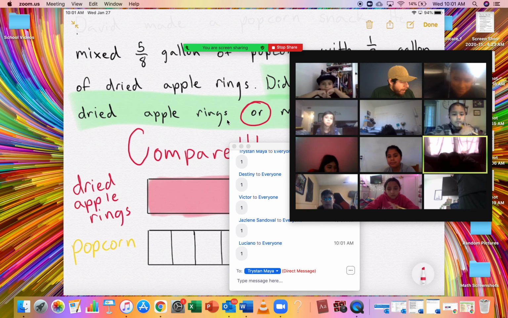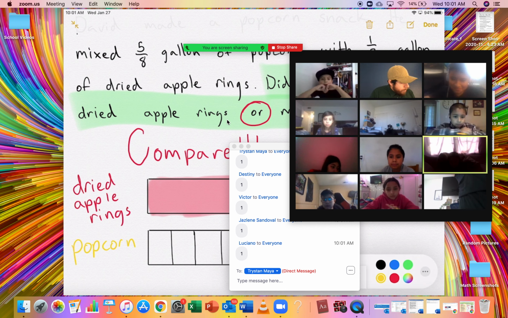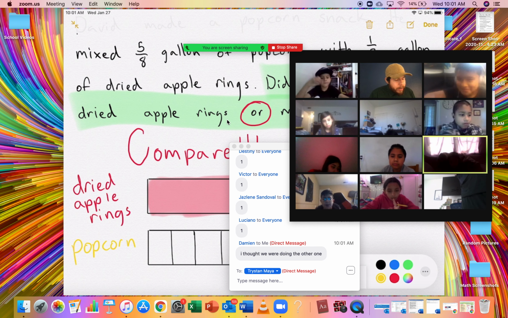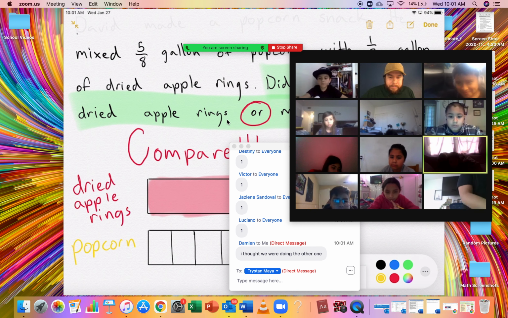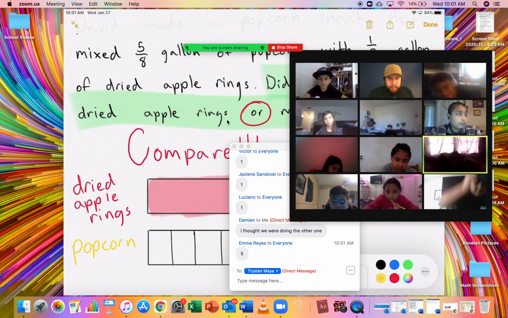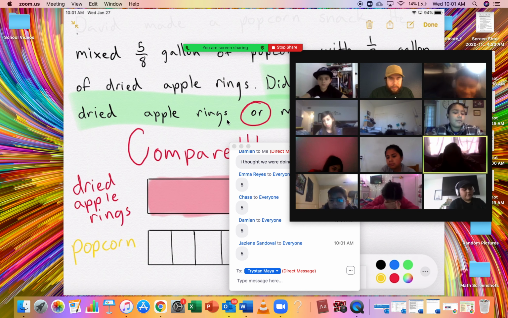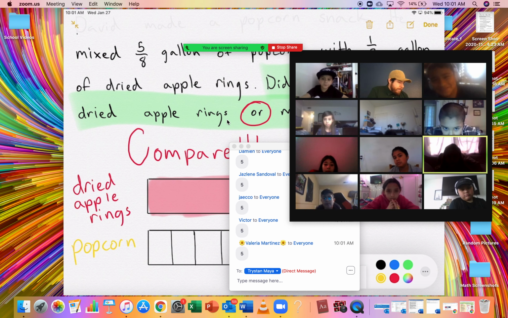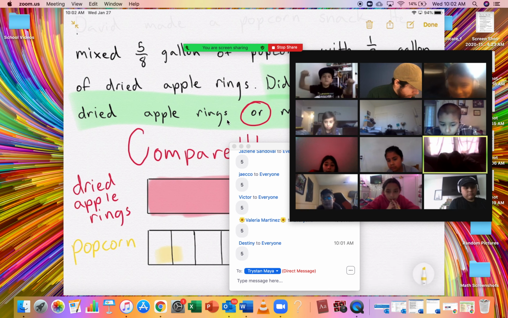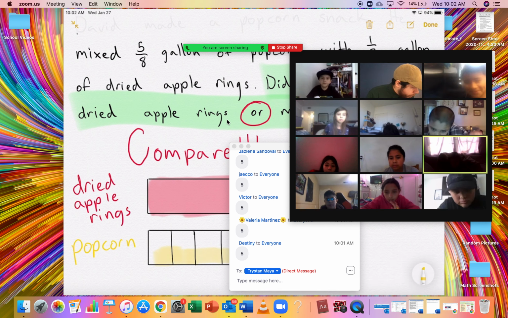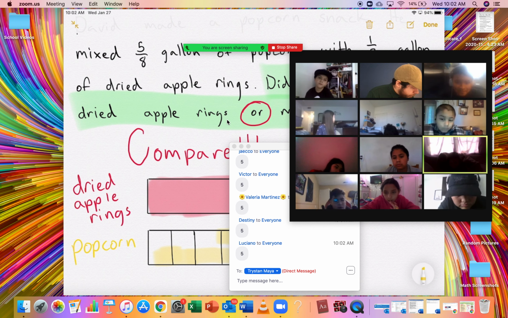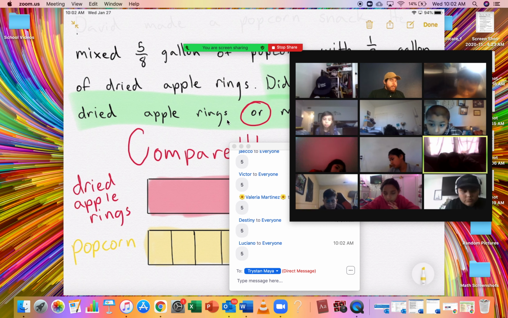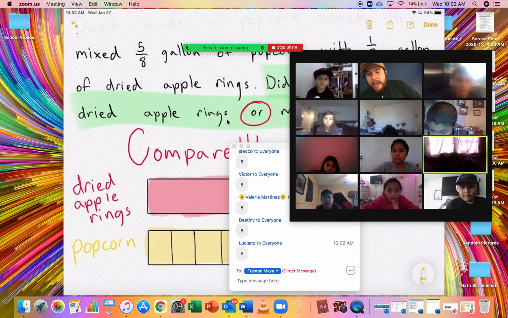Now for our popcorn. Now we have our popcorn. How many of the popcorn should I fill out? And everyone, quick on the draw. Exactly, 5. We should fill out 5 of the popcorn. All right. So there we go. We have 5 of the popcorn filled out and the dried apple rings filled out.